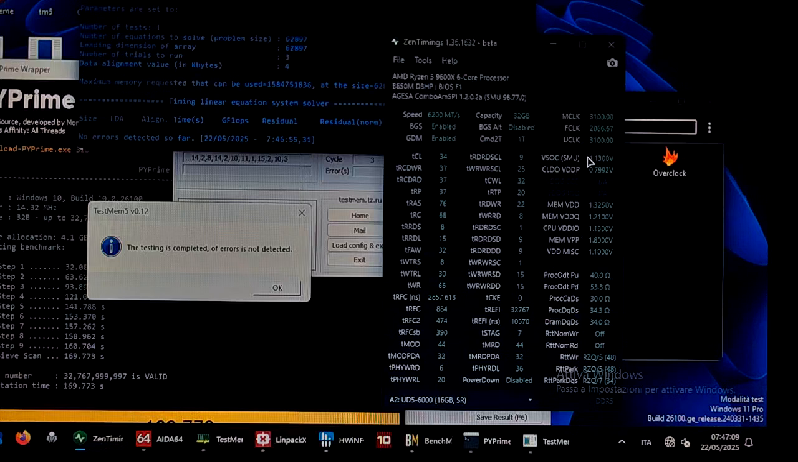VSOC and VDDIO are both at 1.13, and that seems to be the sweet spot for both, so that's interesting. They are very low voltages, so again that points to a very good sample. Maybe it's because we are late in the Ryzen 9000 production run. And the CLDO VDDP is 0.8, which is the lowest you can get, and this didn't really show any performance regression. It actually shows a little bit of an improvement on the Linpack score, nothing else.